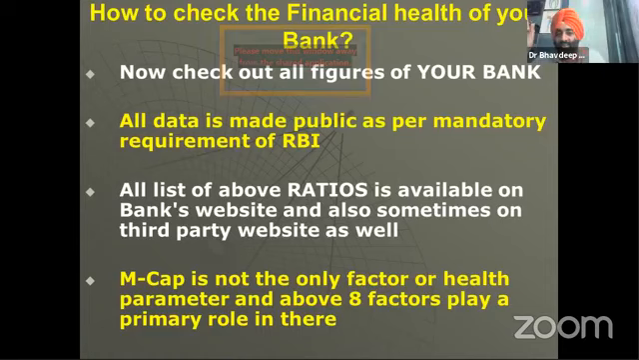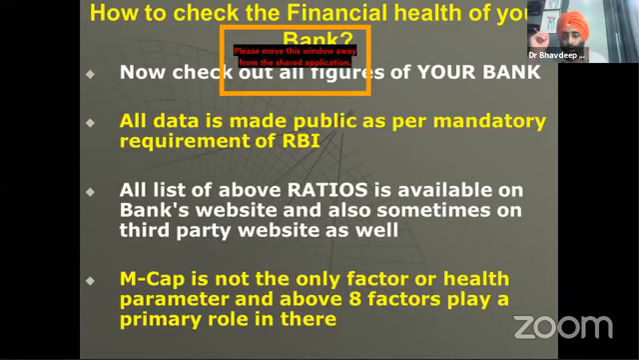All this data has to be made public as per the mandatory requirement of RBI. And all the ratios are available on the bank's website as well, and sometimes on third-party websites like Policy Bazaar or Paisa Bazaar also. So understand that MCAP is not the only factor or healthy parameter to look out for. There are all the other factors which I just put across to you.